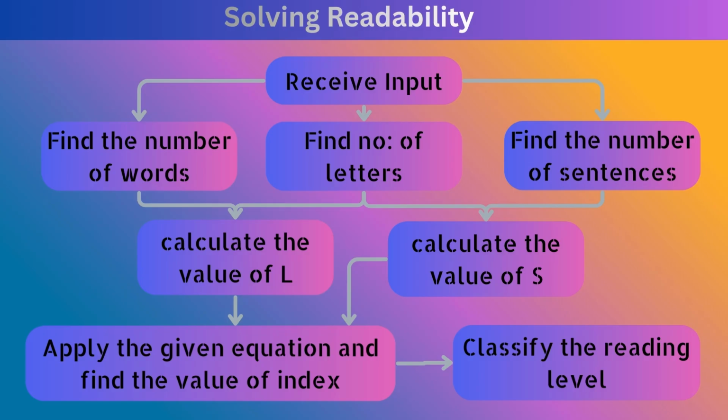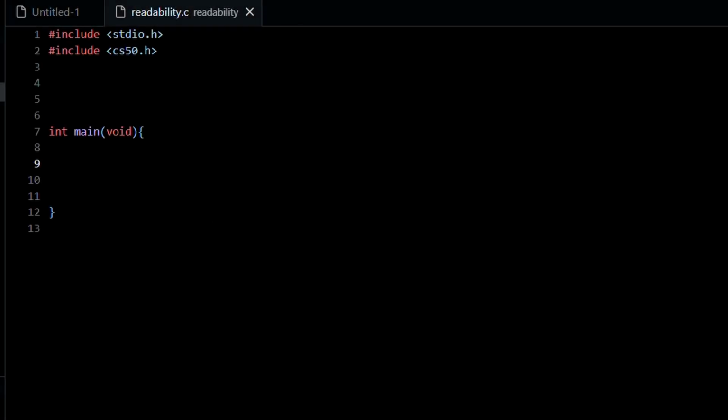Let's get started. First, let's get input from the user. This text will be used to calculate the number of words, letters, and sentences. We are using the getString function from the CS50.h library to get input from the user.